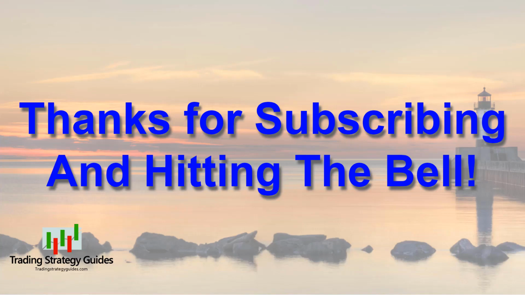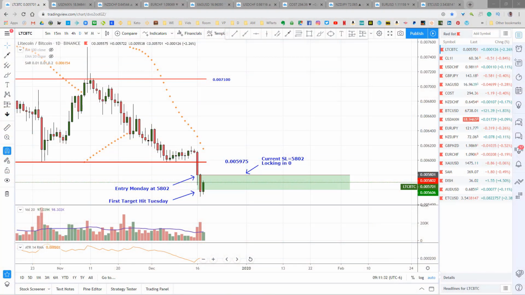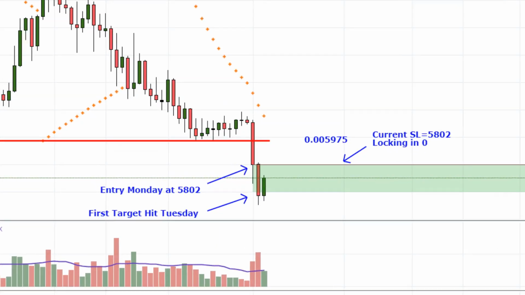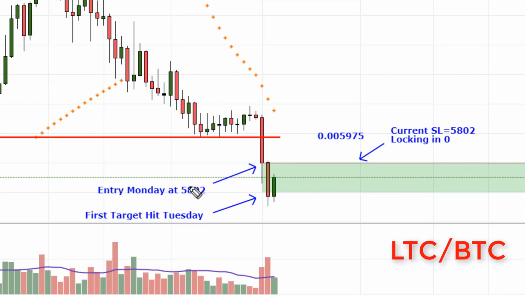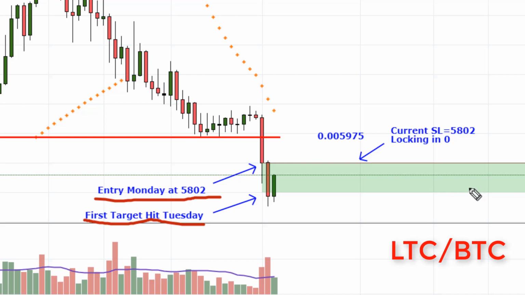Okay, let's go to the charts. Here's an example of how this strategy ideally works. We've got this Litecoin Bitcoin re-entry on Monday's close right here at about 58.02ish, and the first target is hit on Tuesday. My first half position closed for profit, and I moved my stop down to 58.02 on the second half. So this is a free trade from here on. I'm going to watch the parabolic SAR right here for an exit on the second half.